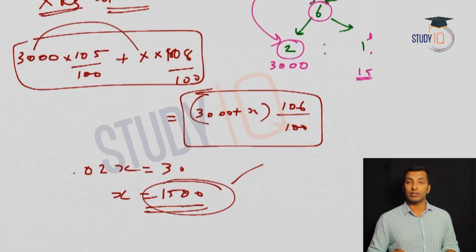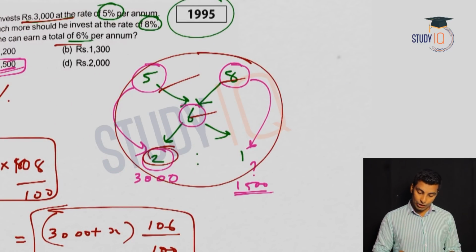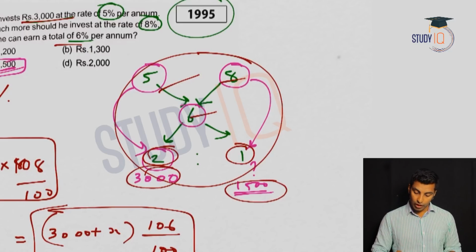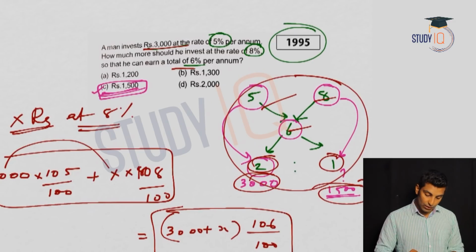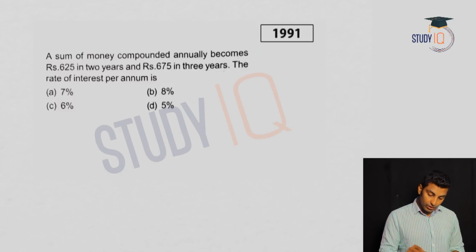So this is how you can solve this. But the best method is this alligation. You know this 3,000, so you can get the ratio. Once you know the ratio, this is going to be a cakewalk for you. So the answer for this question is C. Here you need some calculation. Take a minute and solve this question.